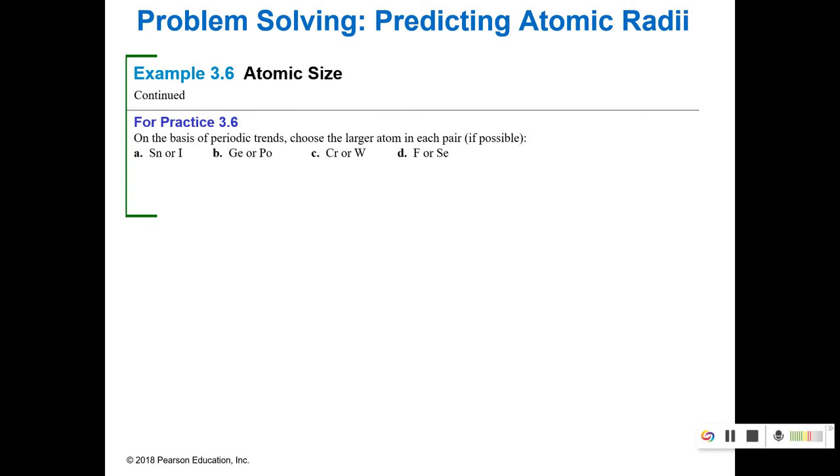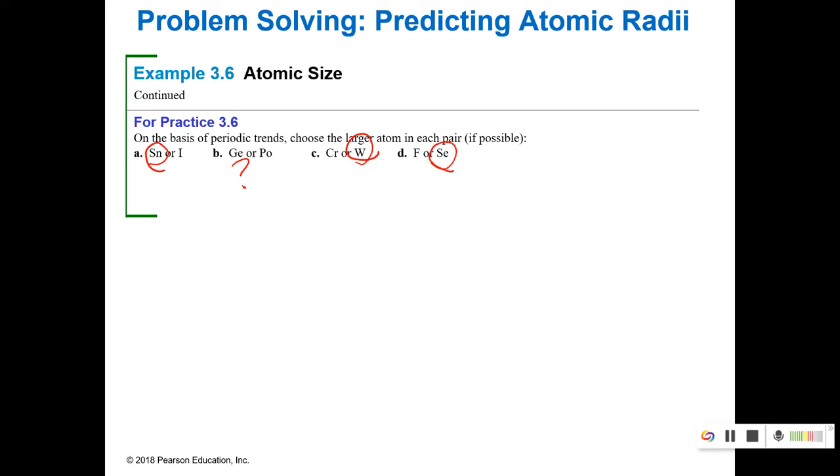All right, let's do one more practice set. Tin or iodine. Tin is closer to the left. Germanium or polonium. That one's going to be can't tell. I'm going to put a question mark. Chromium or tungsten is going to be tungsten. It's more towards the bottom.